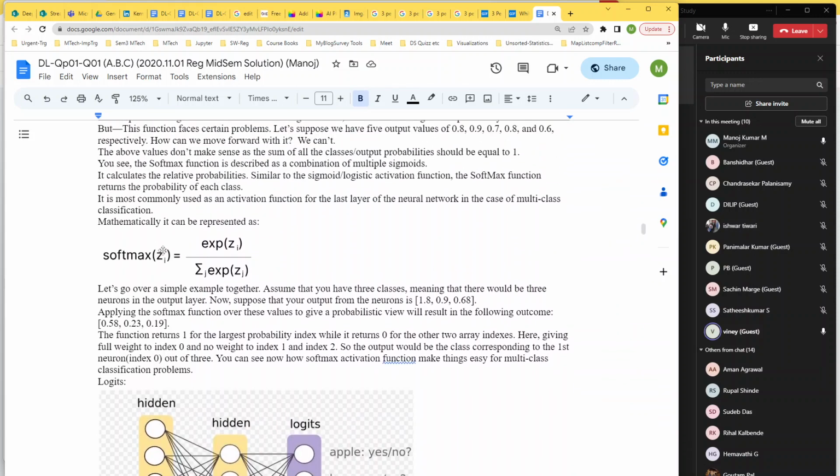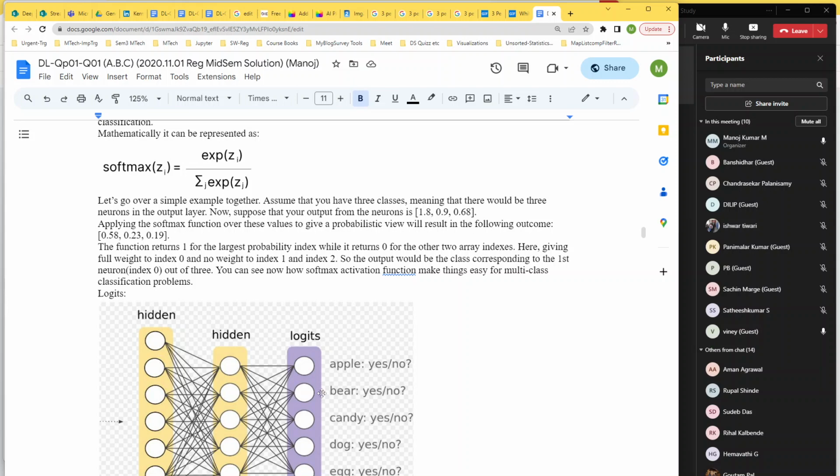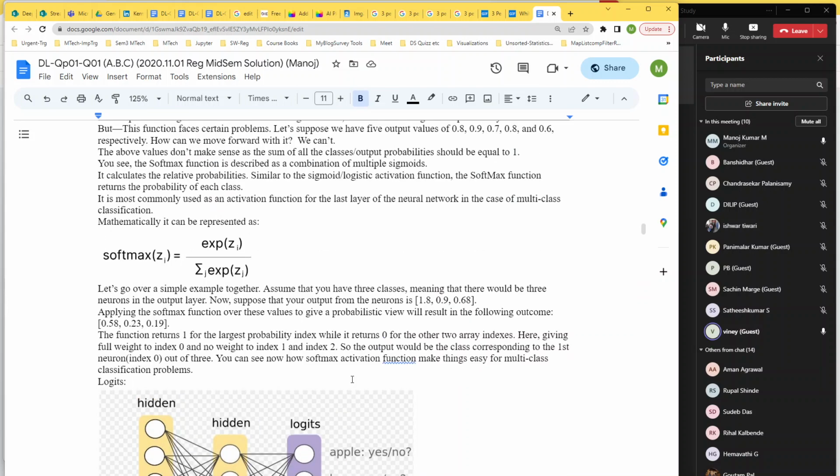Exactly. So that's why we are using the softmax: to find the total probability and find the highest probability one, put it as 1, and all others as 0. And this is a calculation of the softmax. Can you explain this one?